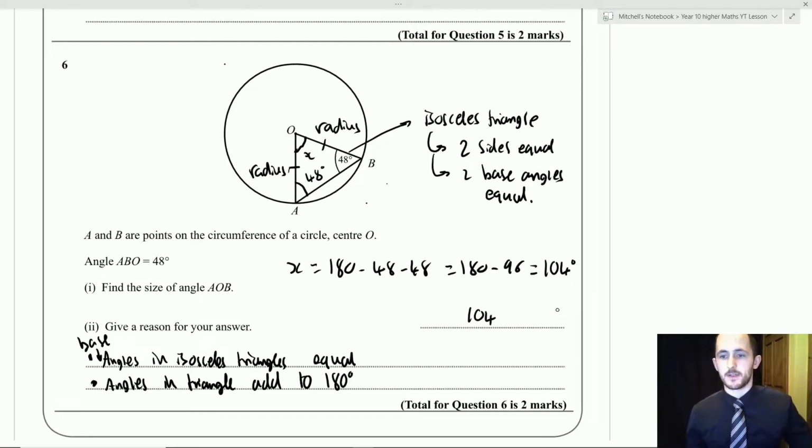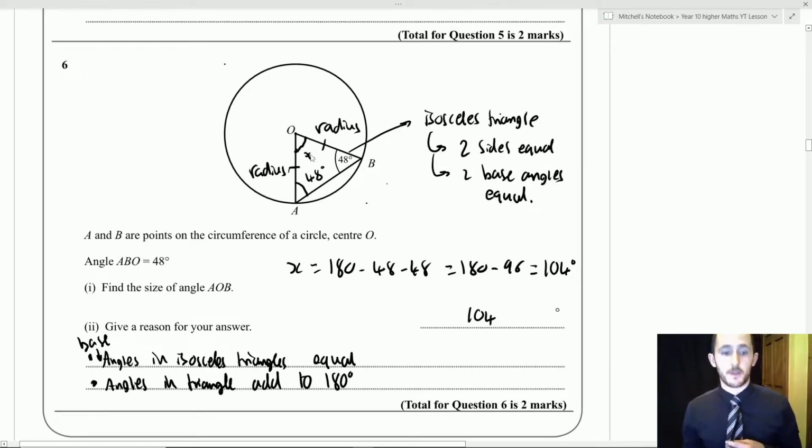Okay, and that's it for the reasoning. That isn't really a circle theorem, but it is a very common thing that comes up in circle theorem questions. This comes up a lot. Funnily enough, whenever students come to me and say they're stuck on a question with a circle and a triangle, nine times out of ten they forget that the radius is here.